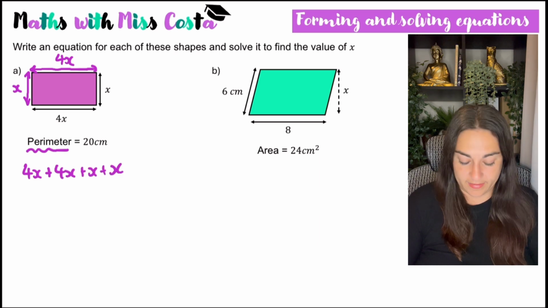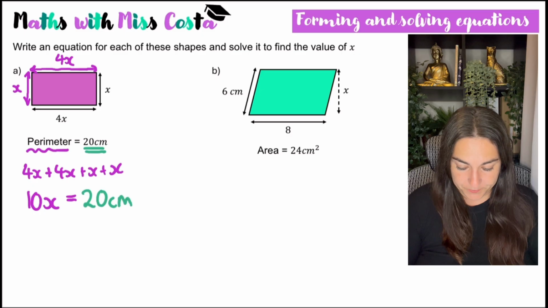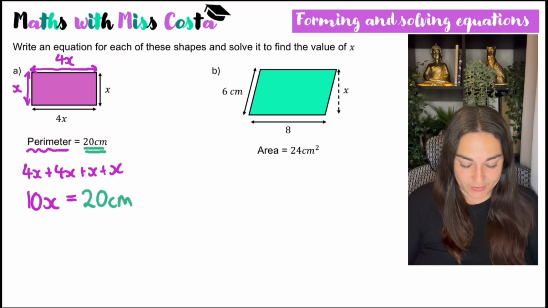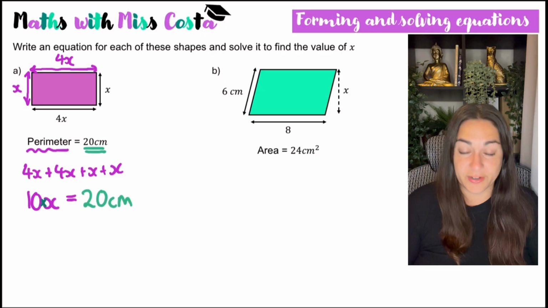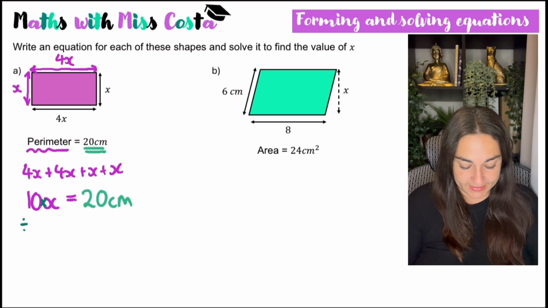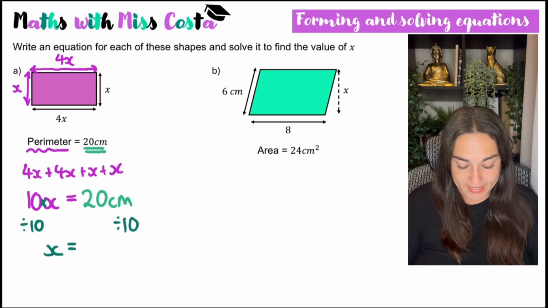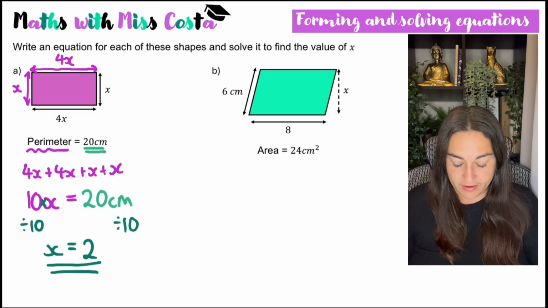4 plus 4 is 8 plus 2 is 10. So I know that the perimeter is 10x, and they've told me that the perimeter is 20 centimeters. So therefore, 10x is 20 centimeters. When a number and a letter are next to each other, that means they're being multiplied. So 10 is being multiplied by x. So to get rid of that, I'm going to have to divide by 10. So 10 divided by 10 is 1. That's why it cancels out. And 20 divided by 10 is 2. So x is 2. Now over here, I've got the area.